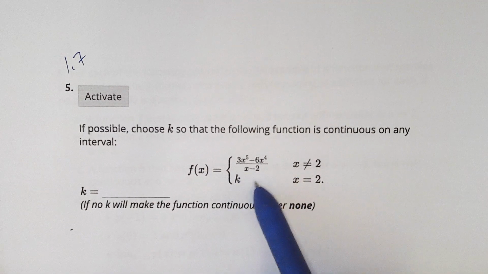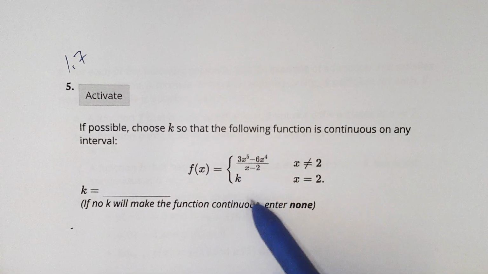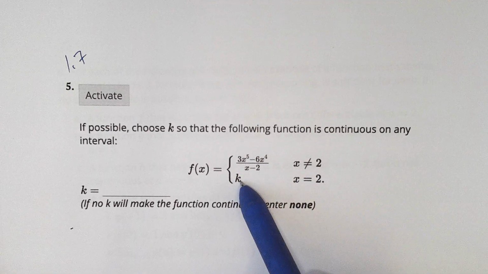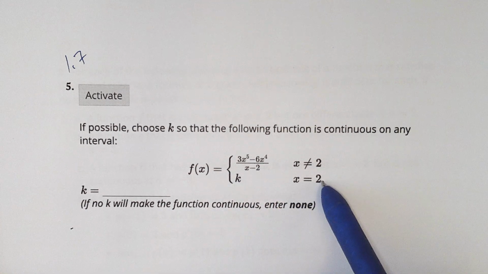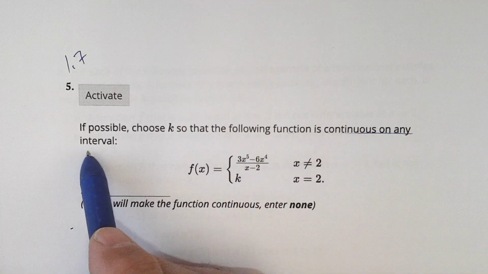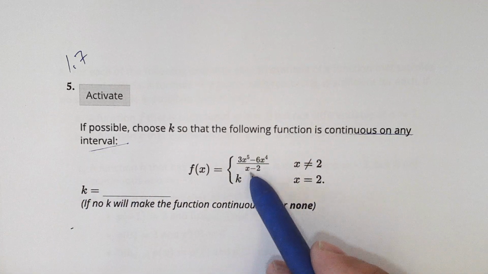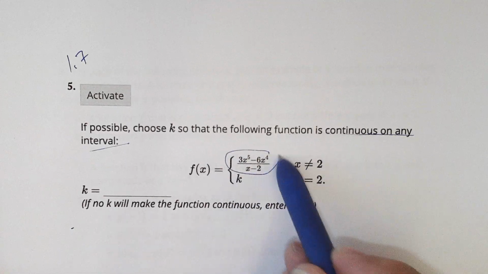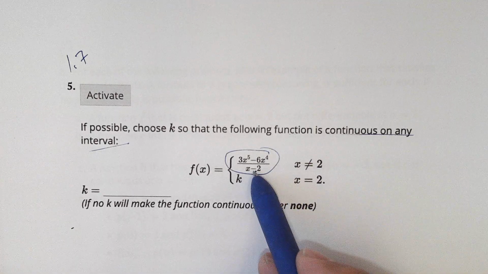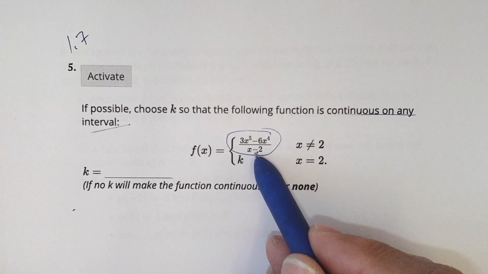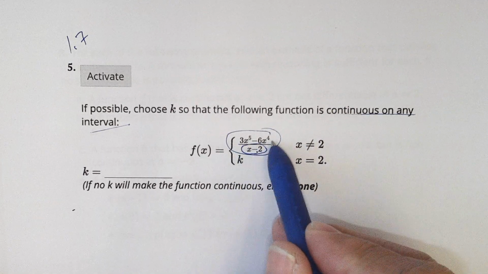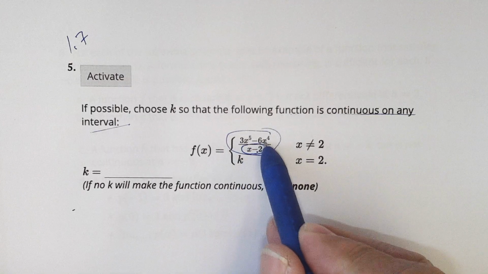So we've got this, and it says, draw this everywhere when x is not 2, and then k when it is 2. And make it so the function is continuous on any interval. So at 2, this has a hole because I can't put 2 in there. So let's see what the hole is. Now, the way you find holes is, hopefully this is a factor of this. So I'm going to try to factor that.